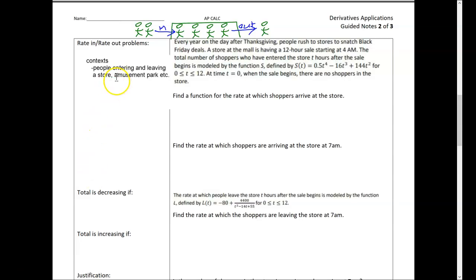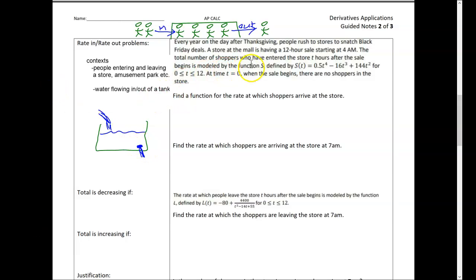So for example, our Six Flags problem from the last video, that was a rate in, rate out problem as well. You often see these in terms of things flowing into a tank. I'll draw you another little picture here. So here's my AP art level sketch. I have water flowing into a tub or a tank, and also there's a hole in the bottom, so water is draining out. And these rates may or may not be the same.